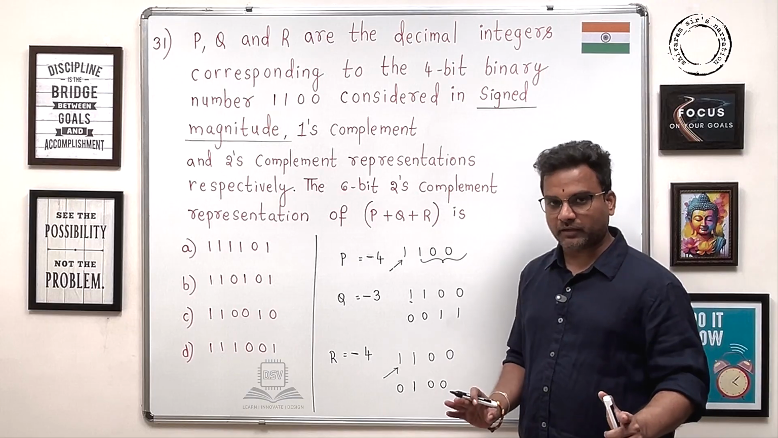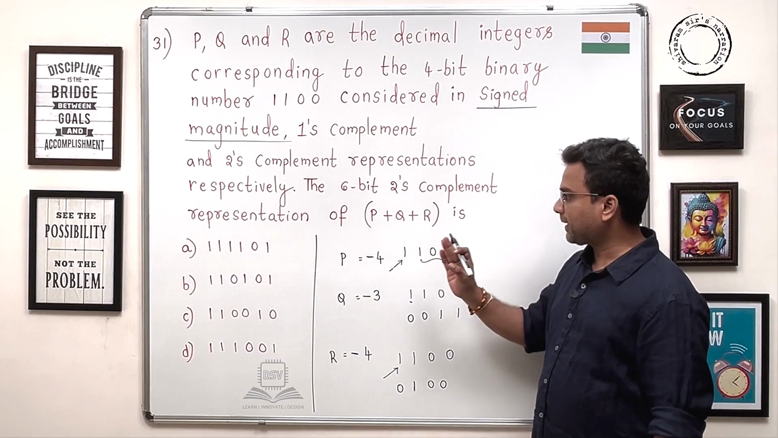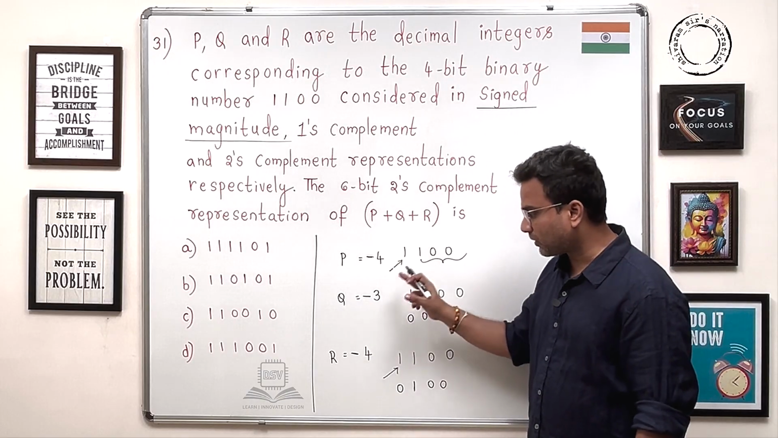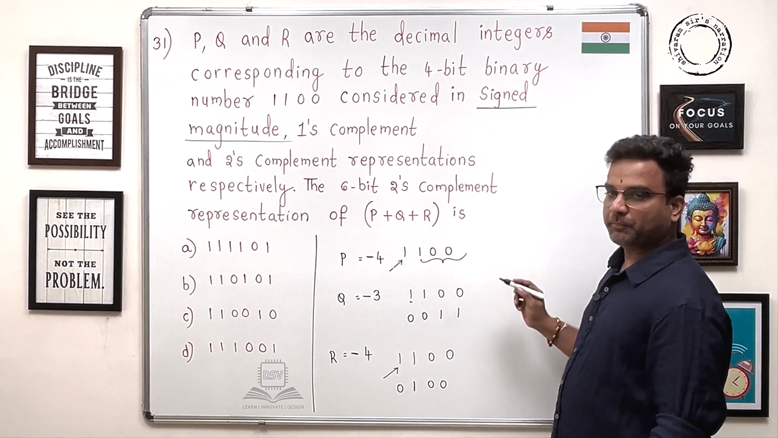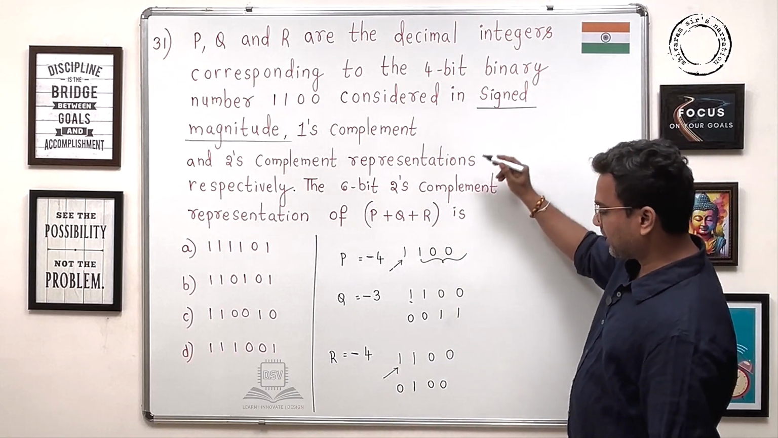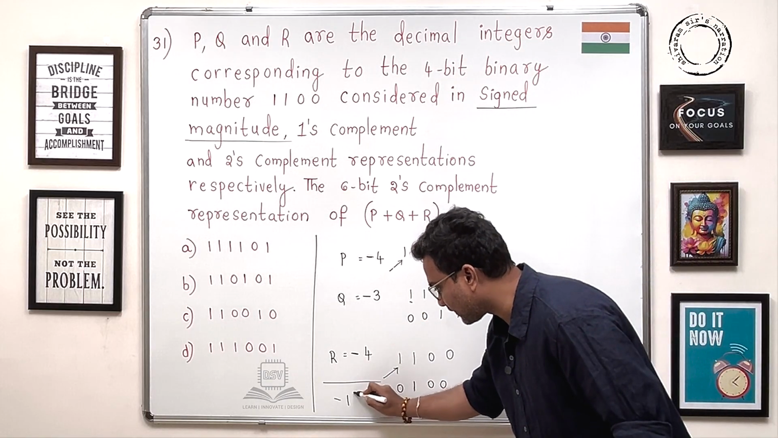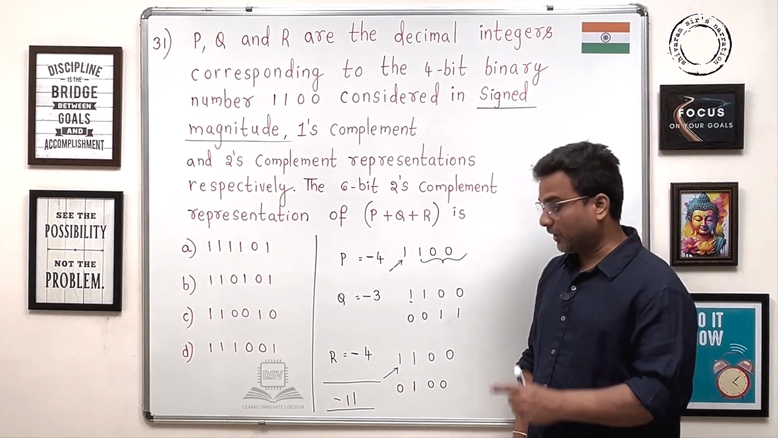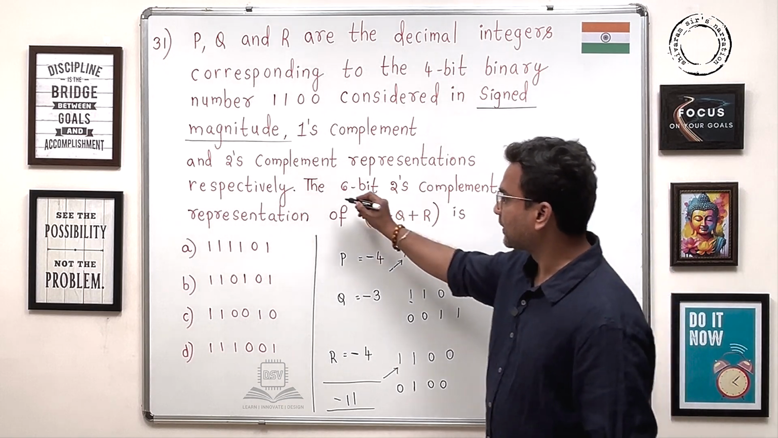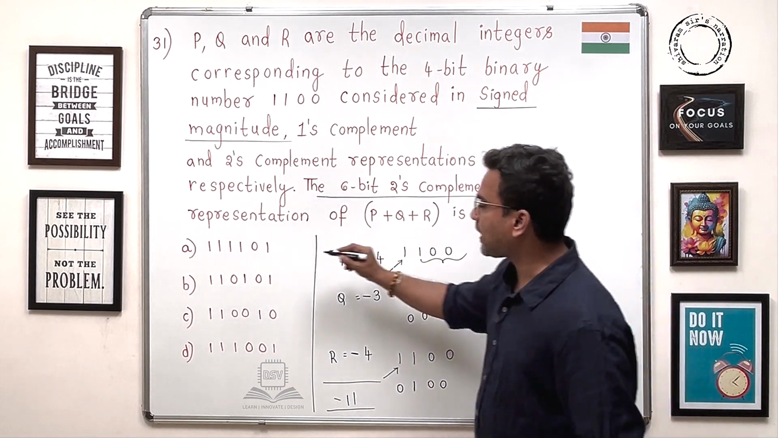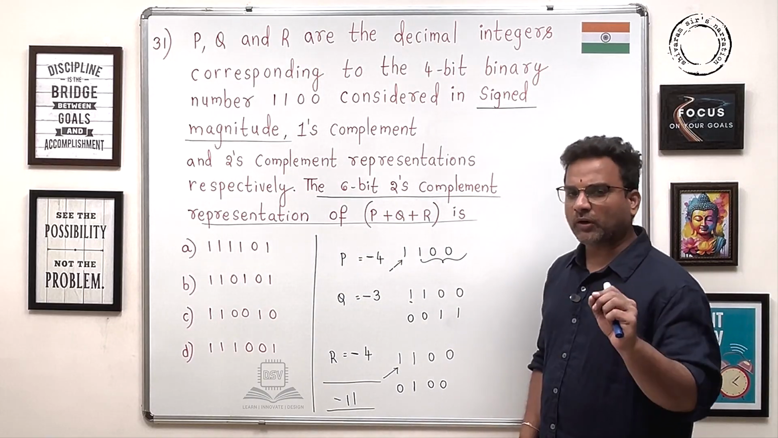So guys, finally, as per the given representation, we've calculated P, Q, R. P is 4, Q is -3, R is equal to -4. You add them, P plus Q plus R, it is like -8, -11, right? -11. We want to see this -11 in 2's complement, because the question says the 6-bit 2's complement representation. Okay, -11. What is the procedure?